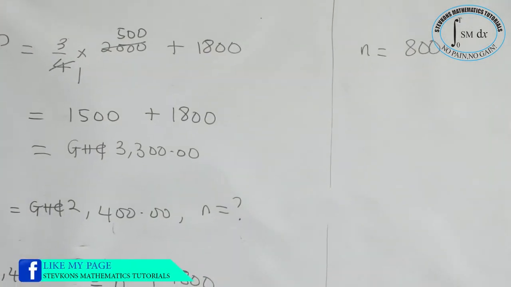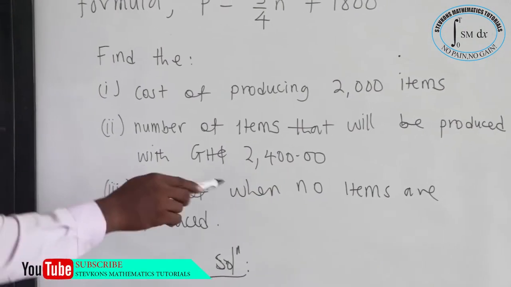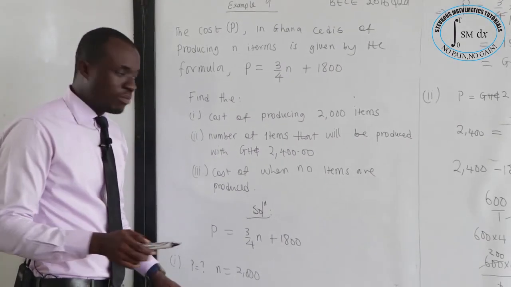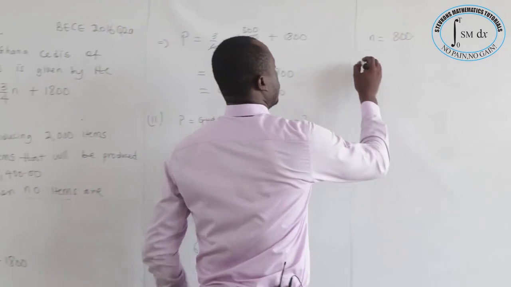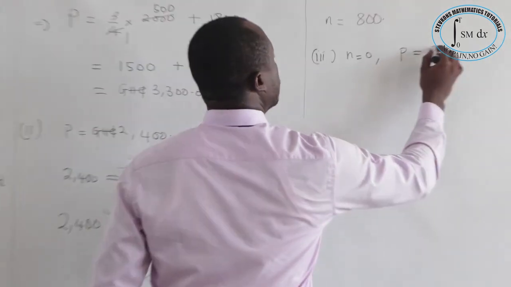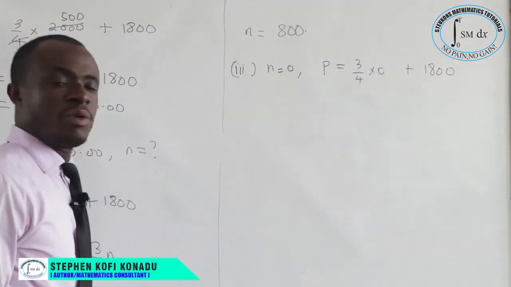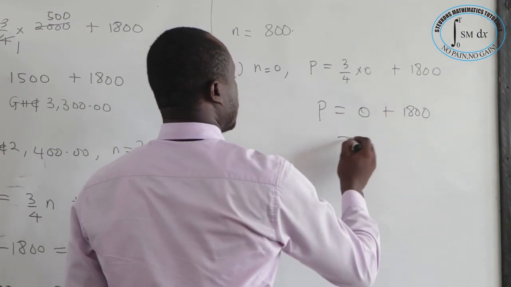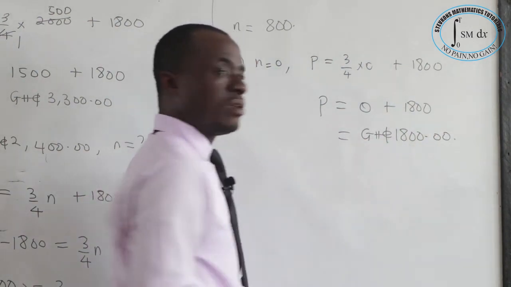The third one is the cost when no items are produced. No items are produced means that N is 0. So it means that our N is 0. So we have P equal to 3 over 4 times 0 plus 1,800, because 3 over 4N. Clearly, this will give us 0 plus 1,800. And then the cost will be 1,800.